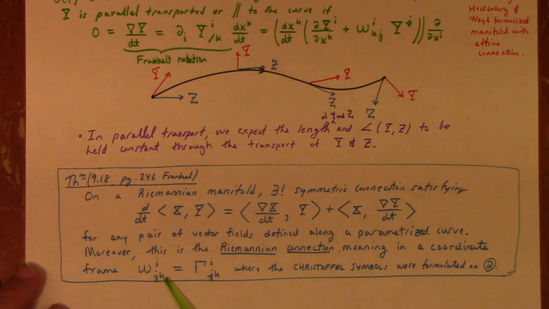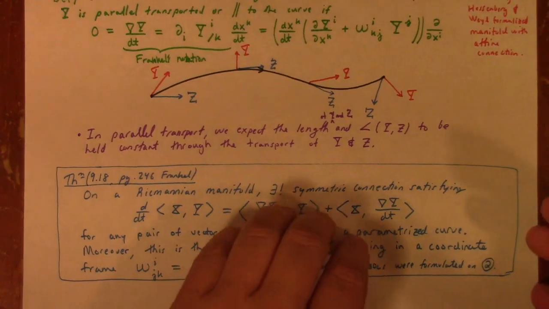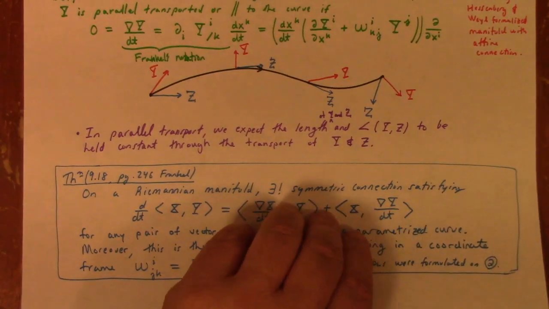You can actually write omega ijk is equal to gamma ijk, where the Christoffel symbols were formulated on page 2. Now, I realize I wrote the formula on page 2 for a surface, but that same formula would hold in a higher dimensional manifold. And don't worry, we'll derive it again here in just a second, so let's get to it.